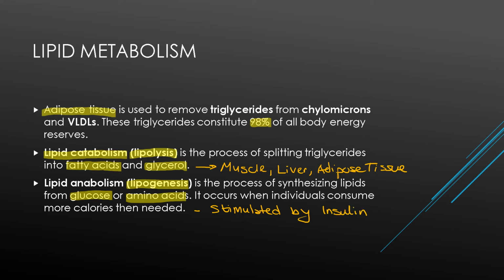Lipogenesis occurs when individuals consume more calories than are needed to satisfy their ATP needs. So this is lipid anabolism. And again, this is completed by liver cells and adipose cells.